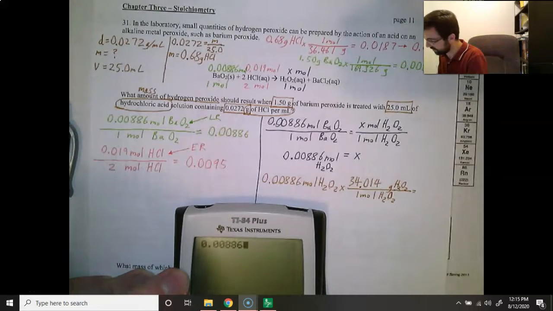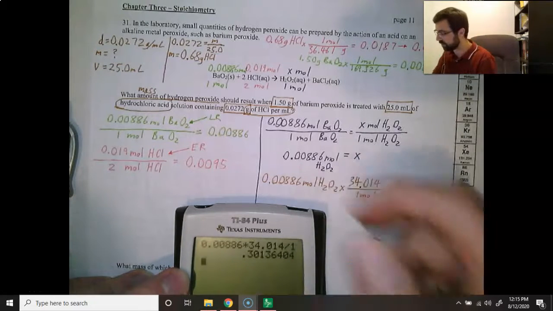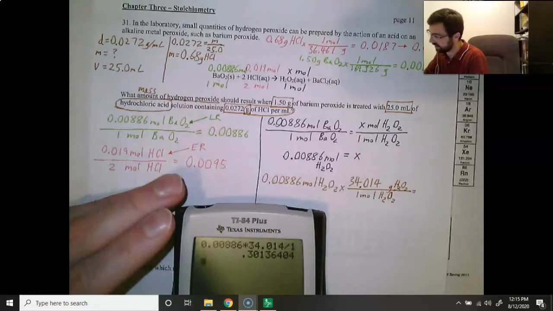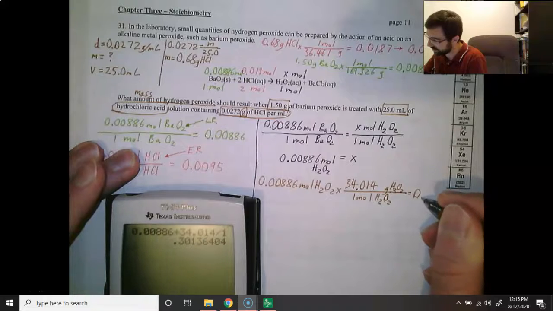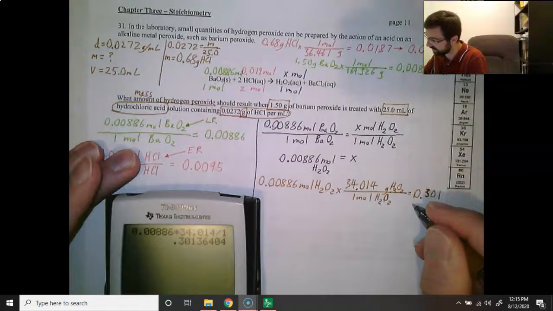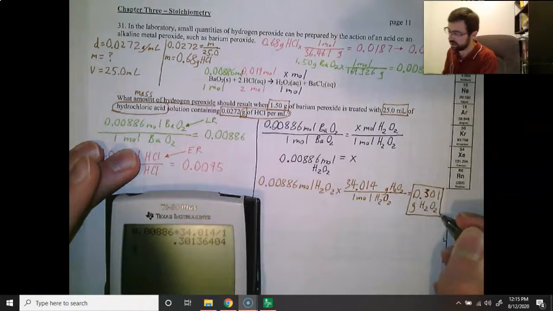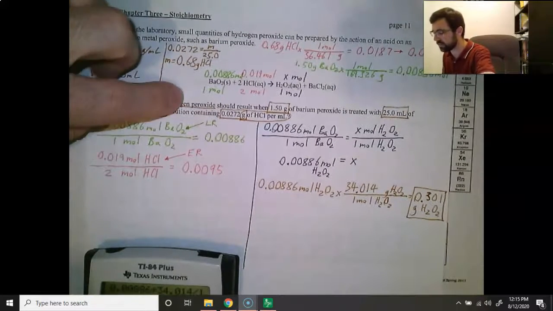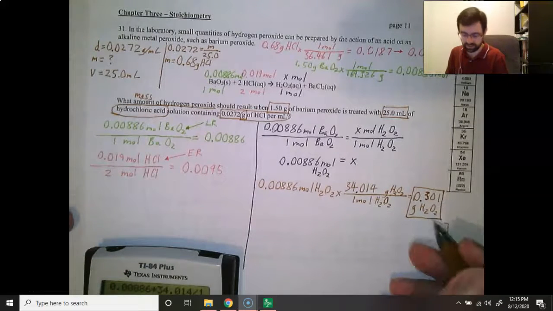All right, so now what we want to do is multiply 0.00886 times 34.014 divided by 1. Okay, that gives me the answer. I need 3 sig figs, 0.301. Okay, I don't have much space here, but I guess I can write the number 0.301. I'm going to write the units under it. It's grams of H2O2. Check your problem, make sure that you answered the question. Okay, what mass of hydrogen peroxide, it says amount, I'm assuming mass, should result? Did I answer that? Yes, I did. This is mass. Grams is a unit of mass.